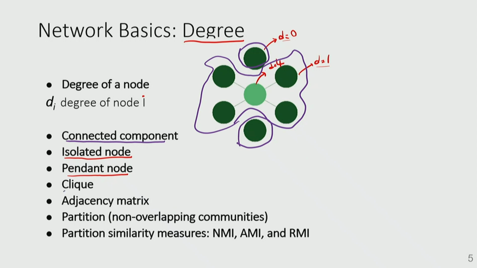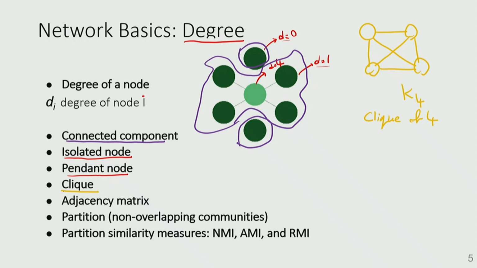Then a clique is a complete graph. So for example, this is a clique of 4. A graph with 4 nodes where everything is connected to everything else. This is called K4, or a clique of 4. Clique of size 4, essentially.